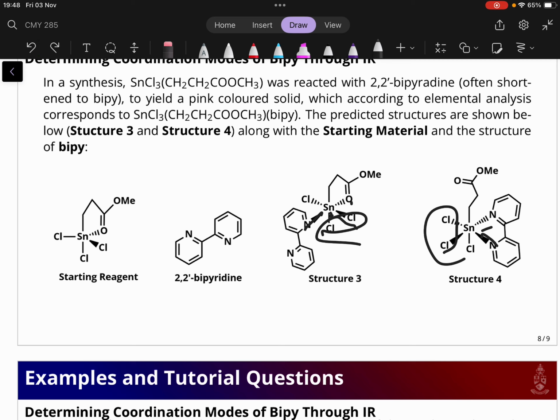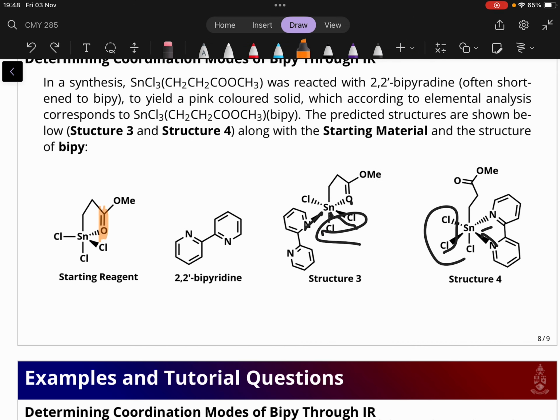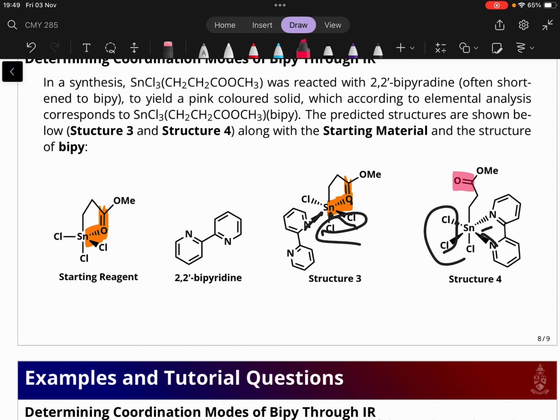So let me just clean that up. We're looking for an ester group. When it's coordinated, it means it's in structure 3, and it would look similar to the starting reagent, because the starting reagent also has an ester group carbonyl that is coordinated. So let's give them a color. If they're coordinated like that, then we'll highlight that color, and we shouldn't see a big shift in what we observe in the peak. Otherwise, if we see a shift, then we can assign it like that. Okay.